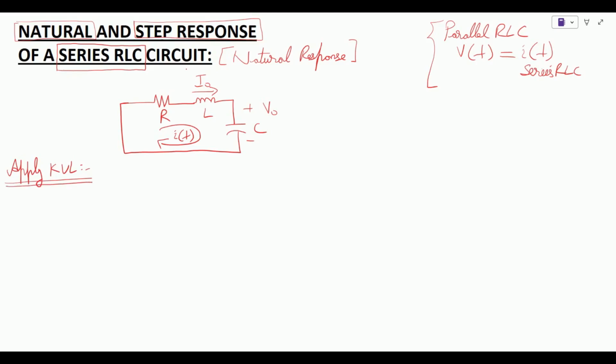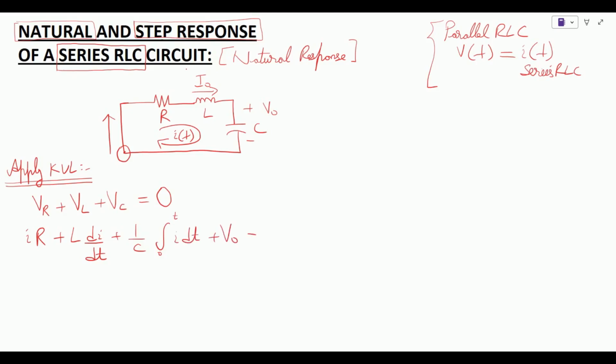When we apply KVL, let us say this is my node to begin with and we move in the clockwise direction. The first thing we encounter is the voltage across the resistor, summing it with the voltage across the inductor, then the voltage across the capacitor, and this must all equal 0. So let's input the values. The voltage across the resistor is IR, the voltage across the inductor is L di by dt, and for the capacitor we have 1 by C integral from 0 to t of I dt, plus V0, equals 0.